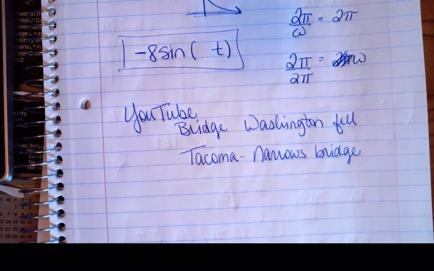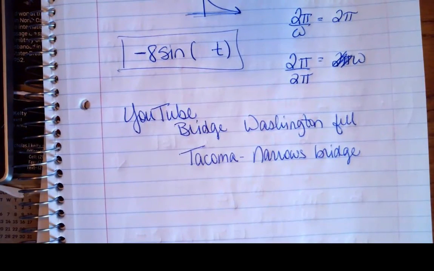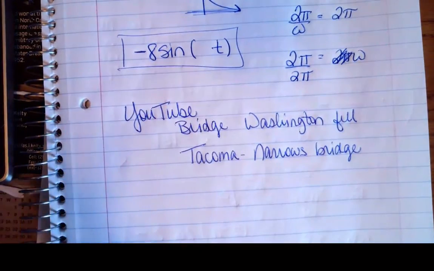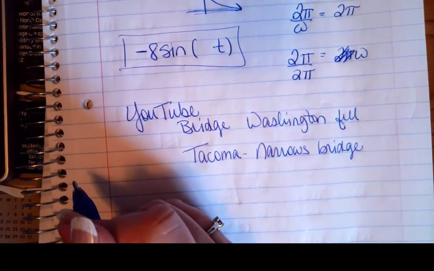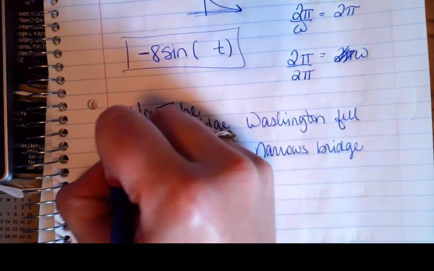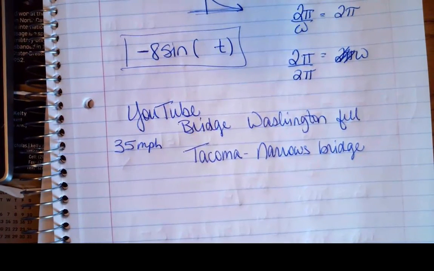Because if engineers don't take wind and sound and that type of stuff into account, then bridges fall or buildings fall. Think about an earthquake and the vibrations that an earthquake will cause. It'll cause buildings to fall. So those are all things that need to be taken into account. But this bridge was built, I want to say back in the 50s or 60s maybe. And the wind was 35 miles per hour that day, which is a nice brisk wind.